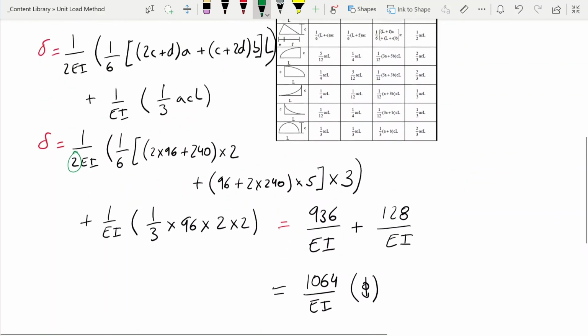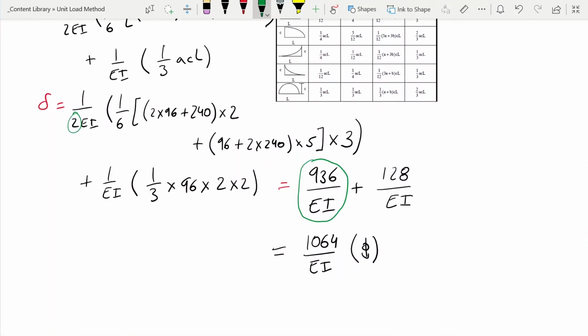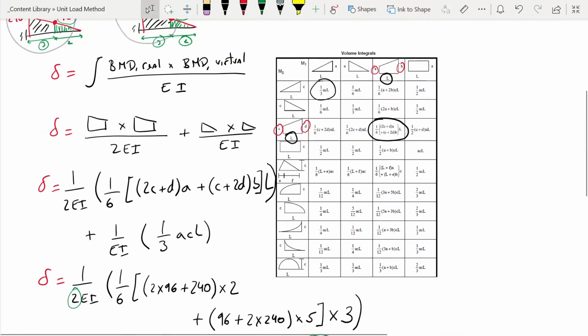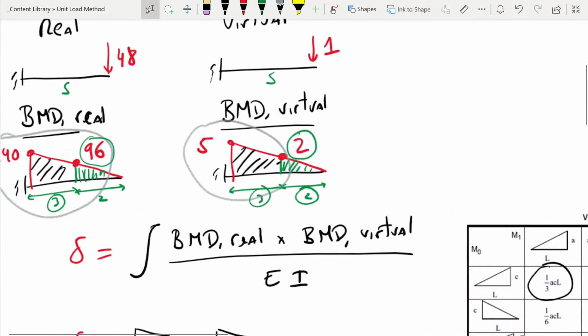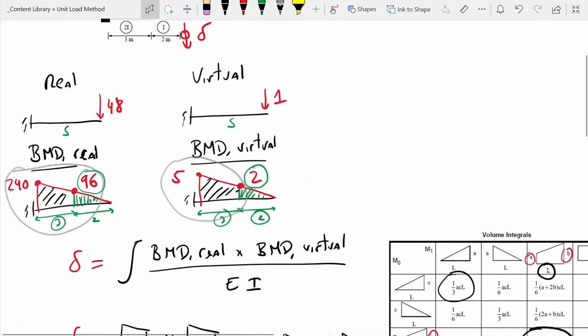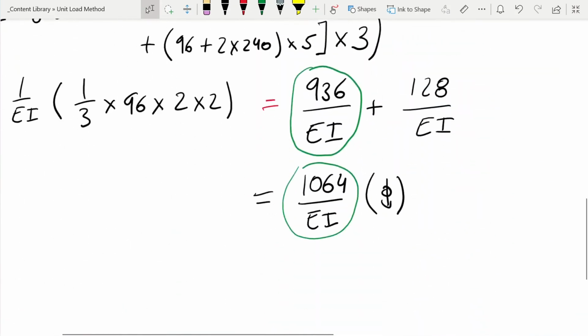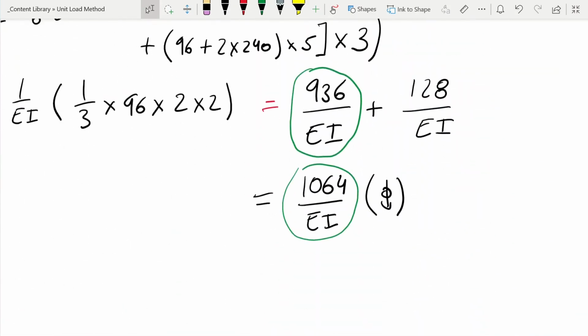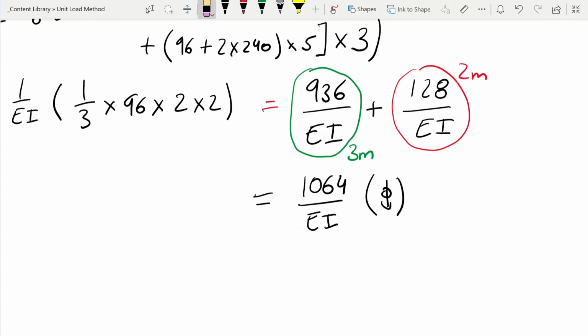One interesting thing about this problem: we can look at this 936 as the part of this 1064 that is created in the first 3 meters. Even though the first 3 meters are 2 times stronger than the last 2, because the bending moments are a lot larger in that region, that region is still much more responsible for the displacement than the second region. To explain this again, this is the first 3 meters, and this is the last 2 meters. Even though this green part is 2 times stronger, it's still responsible for the vast majority of the deflection.